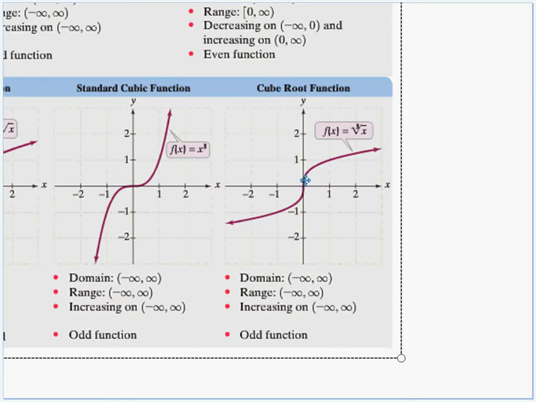Now, if we sort of lay that graph down on its side, that is our third root of x. Third root of 1 is 1. The third root of 8 would be 2. And then we have this down here in the third quadrant also. Domain and range are all reals. It's increasing, and it is also an odd function.